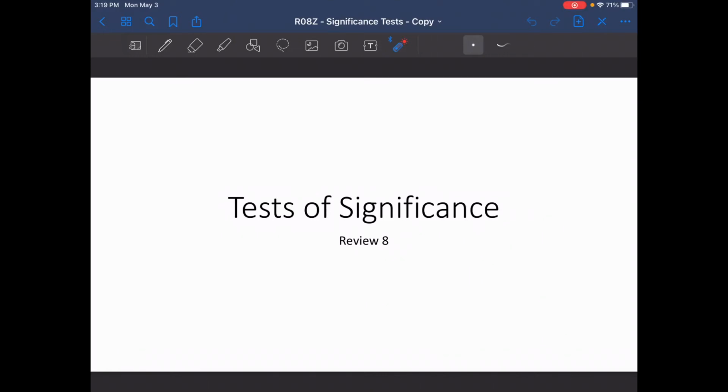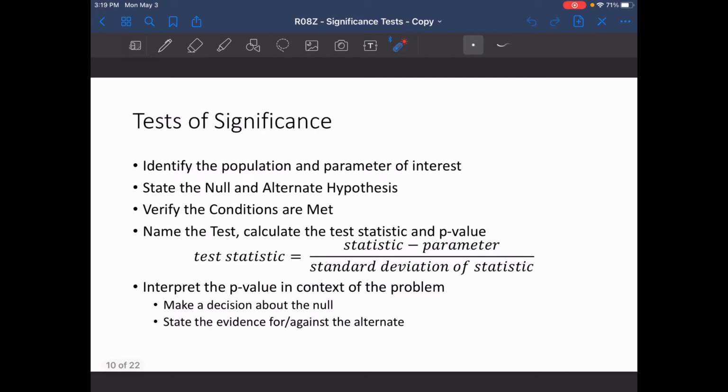All right, guys, in this lesson, we're going to be looking at tests of significance. So, when we think about tests of significance, there's a few things that we need to do. And again, this is based off of that four-step process. We need to make sure that we include our state portion, which is to identify the population and parameter of interest, and then we also need to state the null and alternate hypotheses. So both of those will take place in the state portion of the problem.